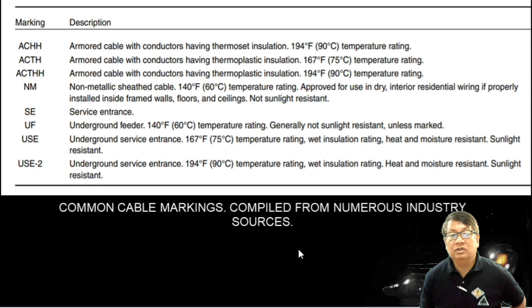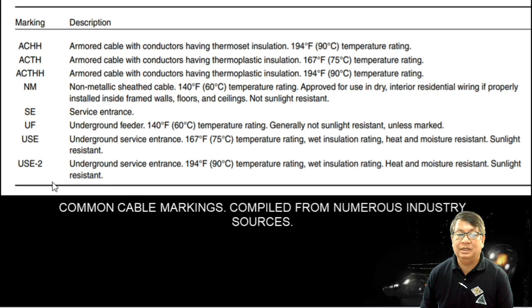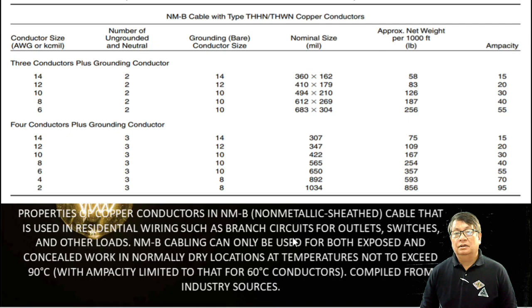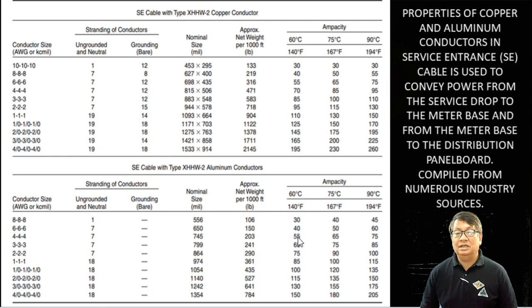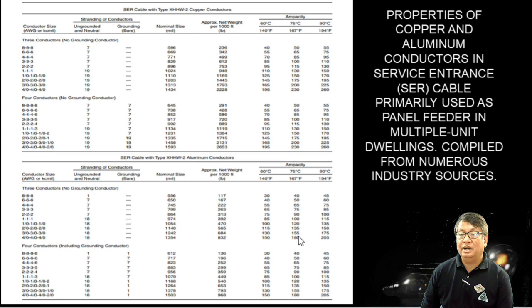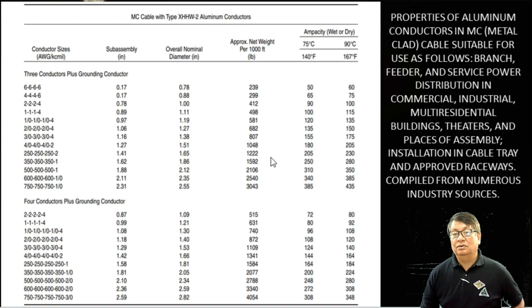So ito po yung common cable markings. Mayroon po itong SA, ibig sabihin service entrance, UF, underground feeder. So we have all these markings. Okay, so cable transformer. We have almost similar to this. Kindly go over this one for aluminum and copper so that it could be used as our materials to be installed.